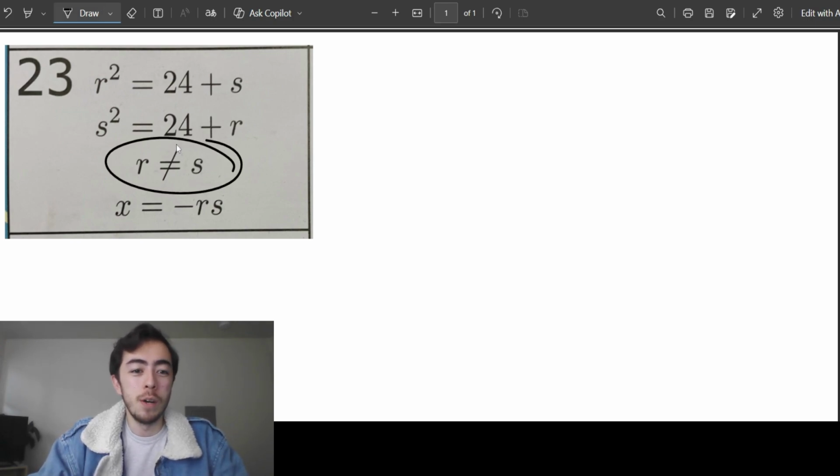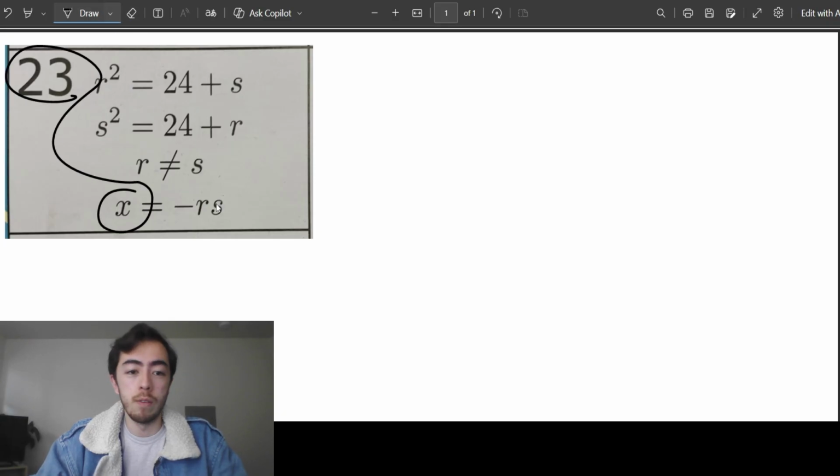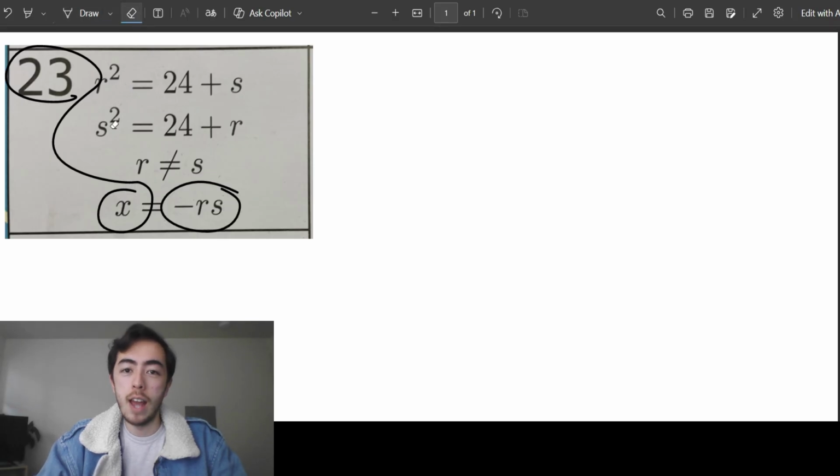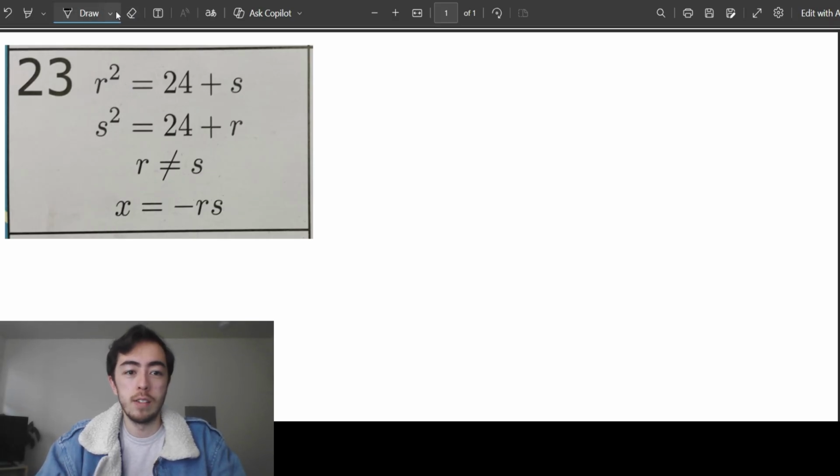We do have this little note that r and s are not the same number. And then we're solving for x today. X should be 23, and it's the negative product of r and s.